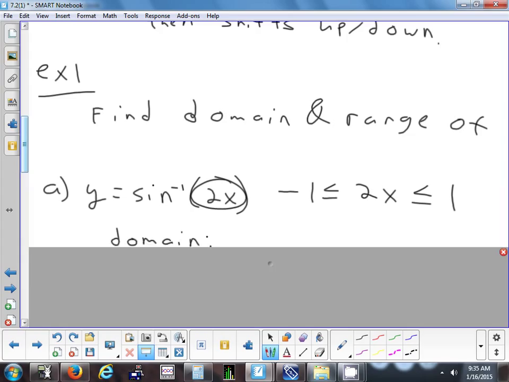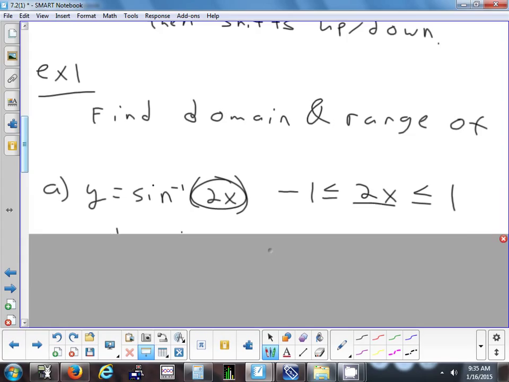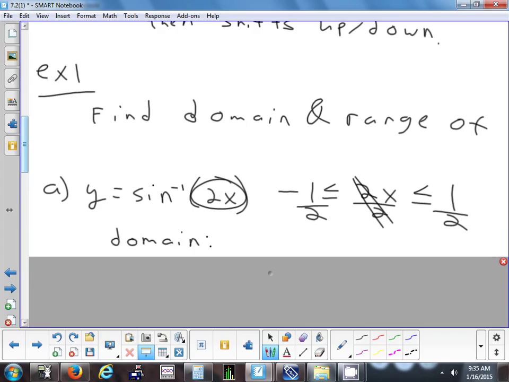And now solve for x. And we're done. Divide by 2, divide by 2, divide by 2. So now x is going to be between -0.5 and 0.5. That's it.